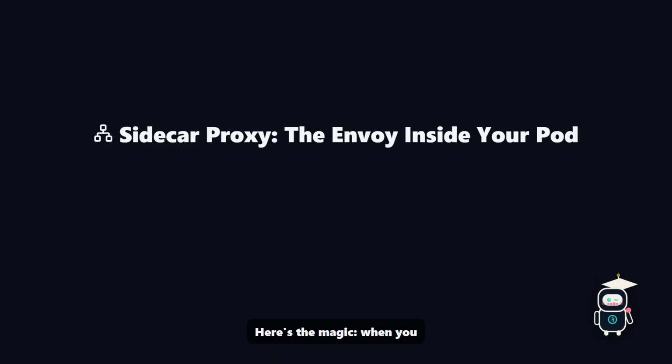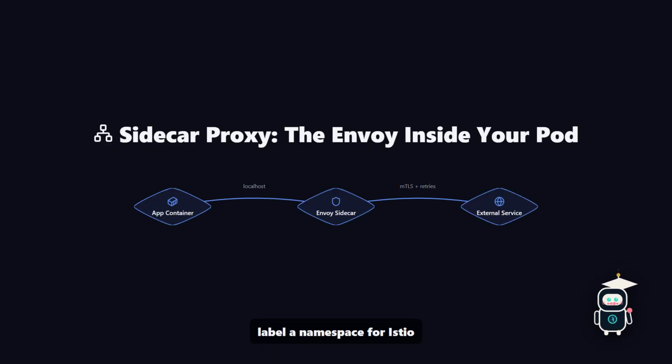Here's the magic. When you label a namespace for Istio injection, Kubernetes automatically adds an Istio proxy container to every new pod. That Envoy sidecar intercepts inbound and outbound TCP traffic using iptables rules. Your app still thinks it's talking directly to another service, but in reality it's talking to its own local Envoy, which then uses mTLS and retries when it reaches the other side. This architecture means developers write zero extra code. They just deploy, and the sidecar takes care of the entire east-west communication layer.